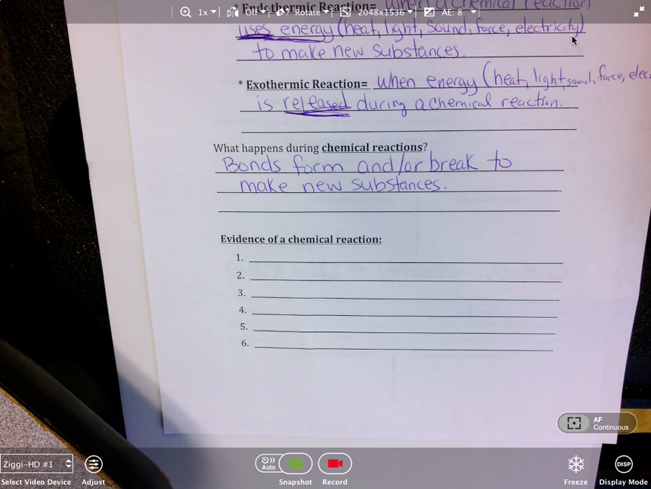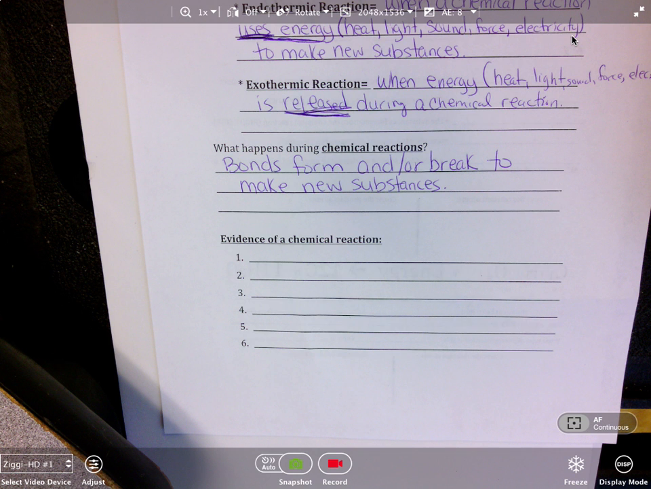Okay. Then looking down, evidence of chemical reaction. When I say evidence, this means that these are signs. It doesn't mean that if you see this, then yes, a chemical reaction has taken place. This means that if you see these things, there is a possibility that a chemical reaction has taken place. What are some things that you can think of that would tell you that there's been a chemical reaction?